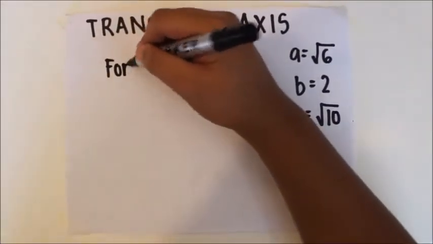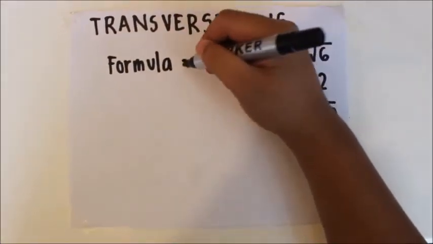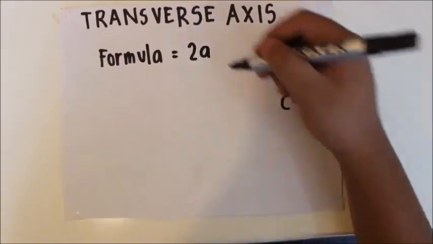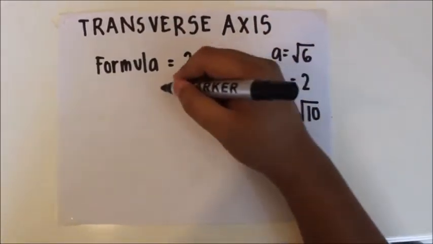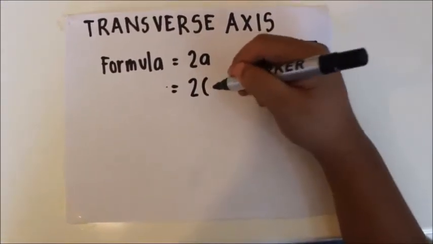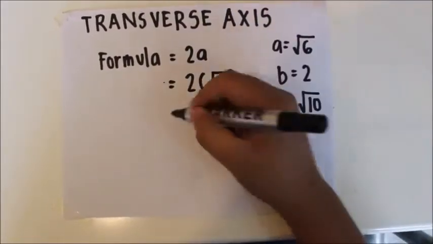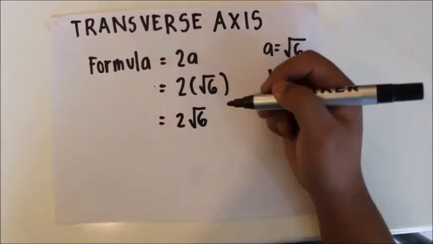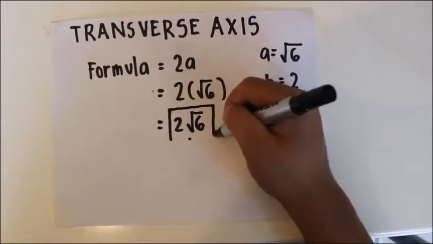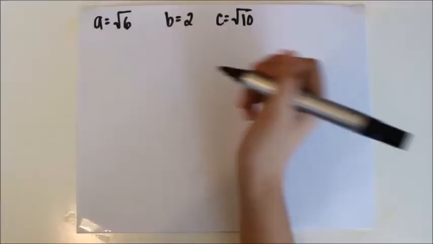The formula that we are gonna use for the transverse axis is 2 times a. We're gonna substitute the given, so we have 2 times square root of 6. So we're gonna have 2 square root of 6. Now that is our transverse axis.